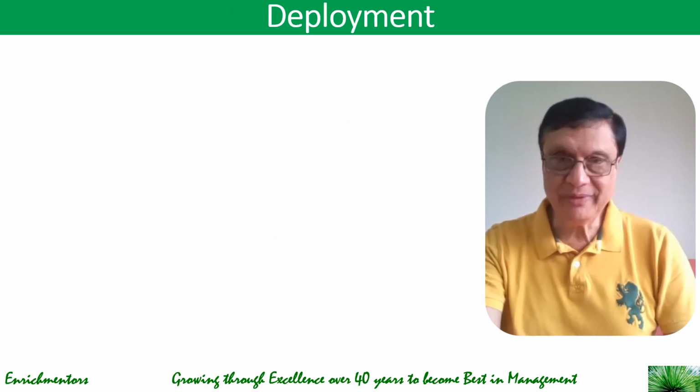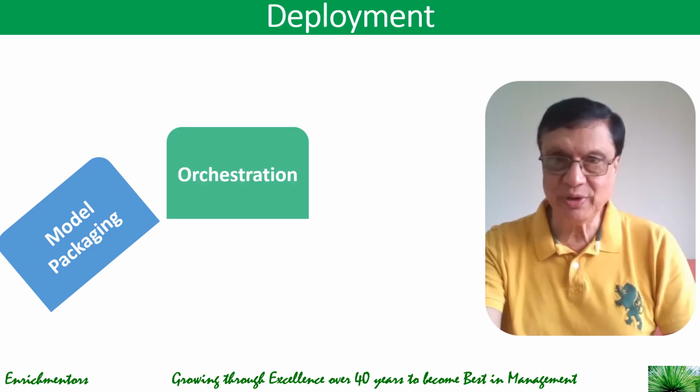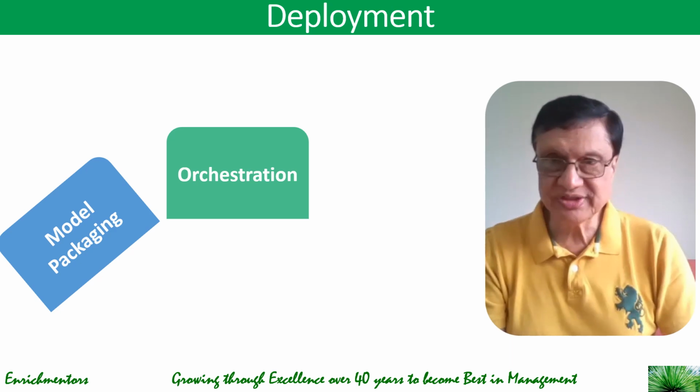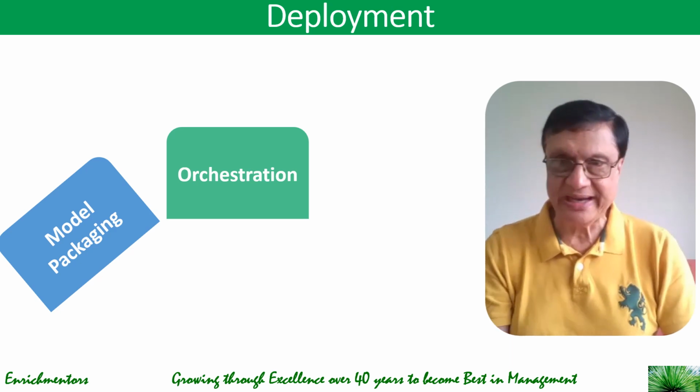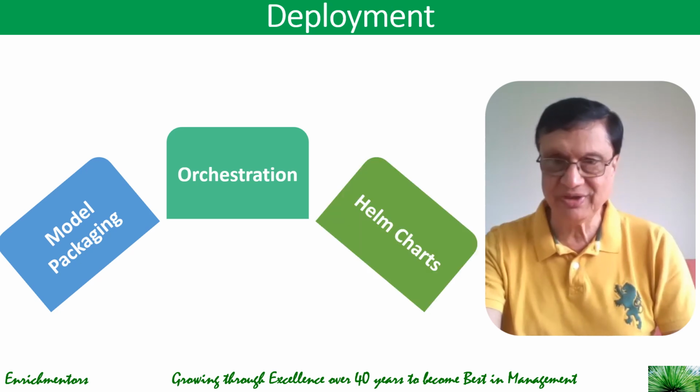Then you do deployment as we talked about. You use tools like Docker to package the model and its dependencies into a container. Then you orchestrate by deploying containers using tools like Kubernetes to manage scaling and load balancing. And there, as we had talked earlier, you can use Helm charts to define, install, and upgrade Kubernetes applications.